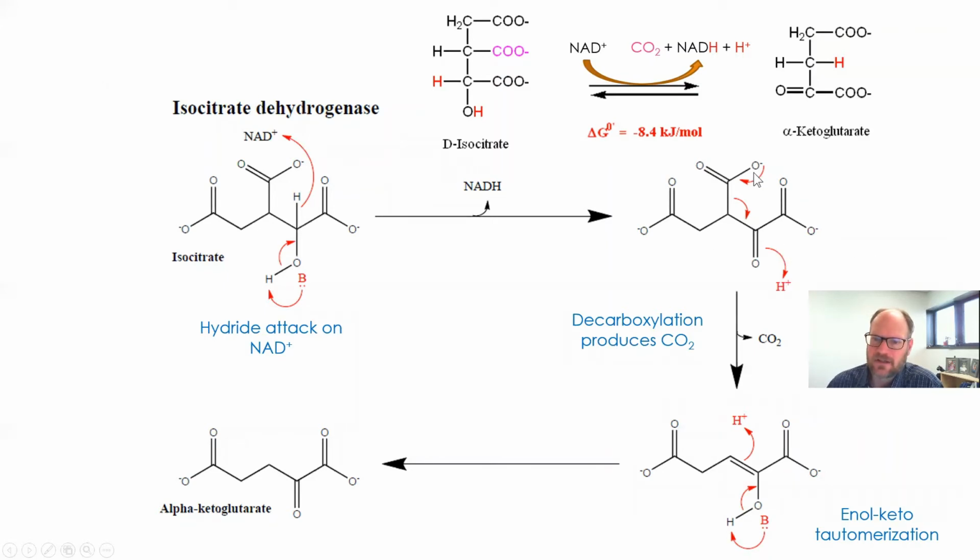Then this CO2 leaves, and the way this works is this bond right here is beta decarbonyl, so alpha, beta. So this guy is labile. These electrons can resonate onto here, breaking this bond, which is stabilized through this enol form. A base subtracts the proton, ultimately tautomerizing this back into the keto form of alpha-ketoglutarate.